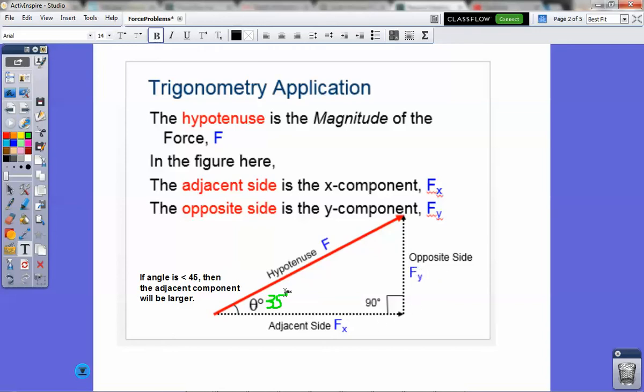Another thing to look at in this diagram is that the way this is set up is exactly the same as any other SOHCAHTOA right triangle trigonometry problem that you've done in the past.